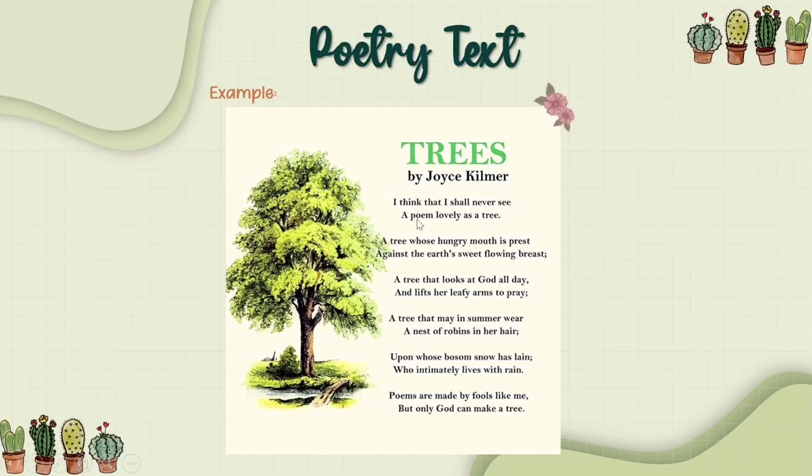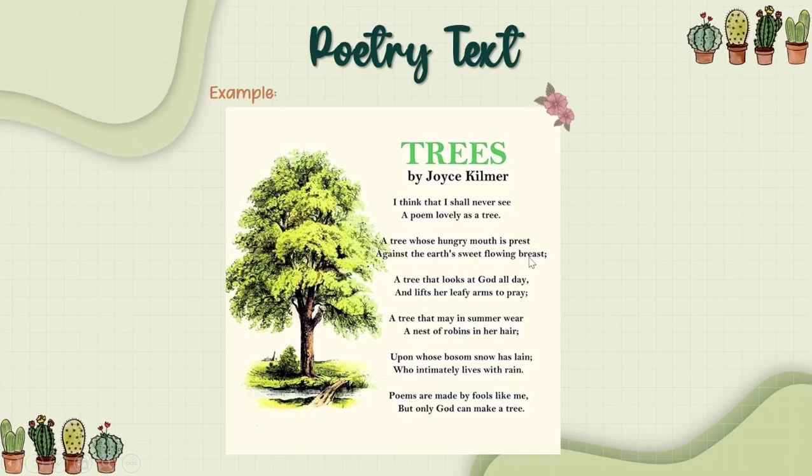Let me read it. I think that I shall never see a poem lovely as a tree whose hungry mouth is pressed against the earth's sweet flowing breast, a tree that looks at God all day and lifts her leafy arms to pray, a tree that may in summer wear a nest of robins in her hair, upon whose bosom snow has lain, who intimately lives with rain. Homes are made by fools like me, but only God can make a tree.